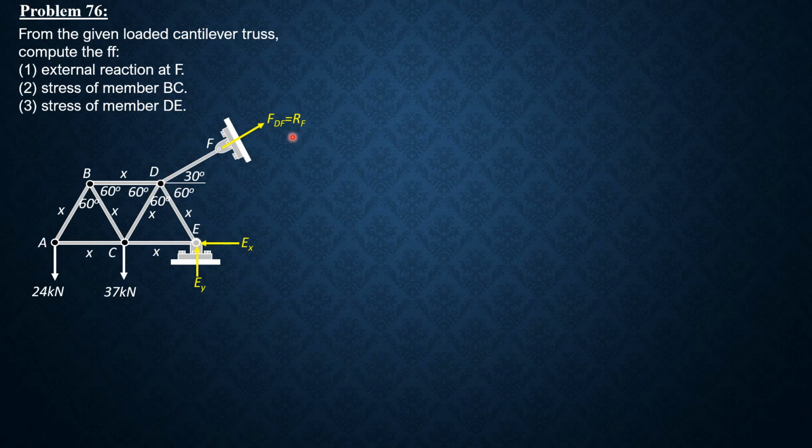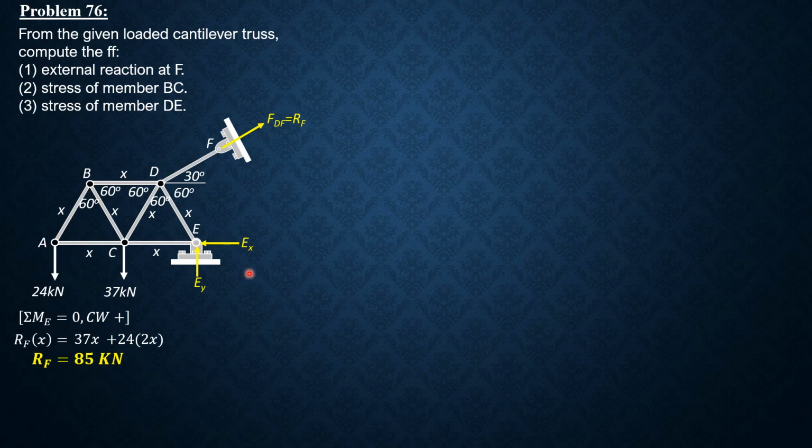So we can solve RF directly by summing up moment about E equals 0, clockwise positive. So RF times X, that's clockwise, equals counterclockwise moment. RF times X equals 37 times X plus 24 times 2X. So cancel out X, then we can solve RF equals 48 plus 37, 85 kilonewtons.